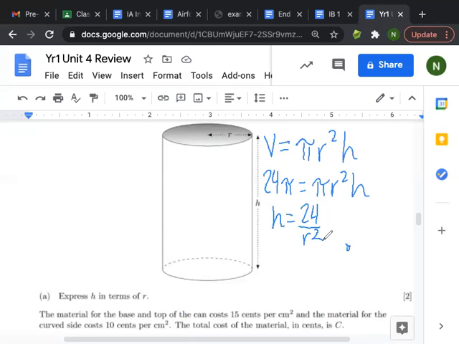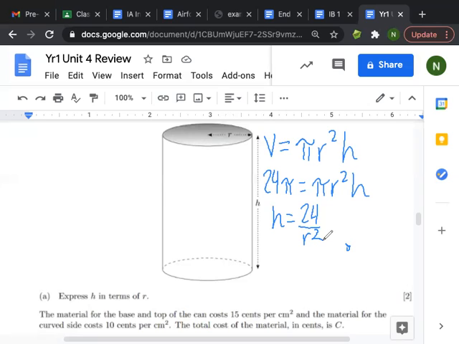Okay, so this is where it gets more complicated into derivatives. The material for the base and the top of the can costs 15 cents per centimeter squared. And the material for the curved side costs 10 cents per centimeter squared. The total cost of material in cents is C. So they want you to show that. That means they've already given you the answer. You just have to do the work leading up to it.